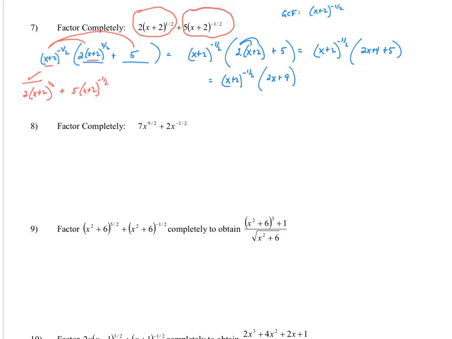Now the directions say to rewrite without negative exponents or fractional exponents. If it helps, you can put over 1. Just remember, the x plus 2, we need to move that into the denominator and make the exponent positive. So if we do that, we will get 1 all over x plus 2 to the positive 1/2 times 2x plus 9 over 1. That means our final answer is 2x plus 9 divided by the square root of x plus 2.